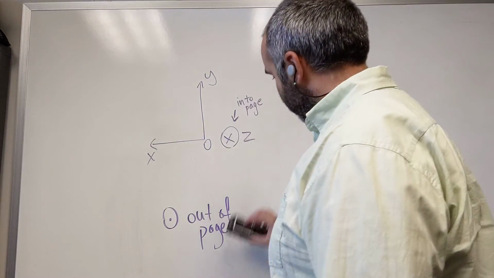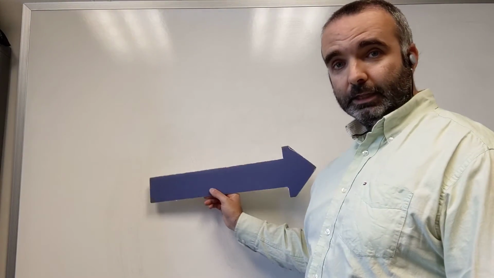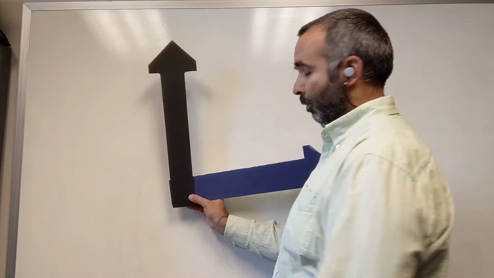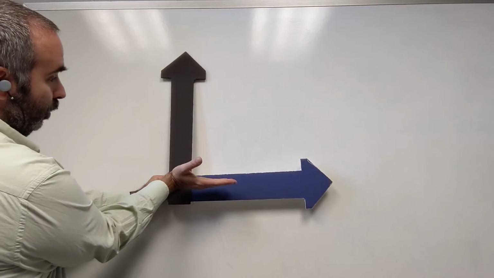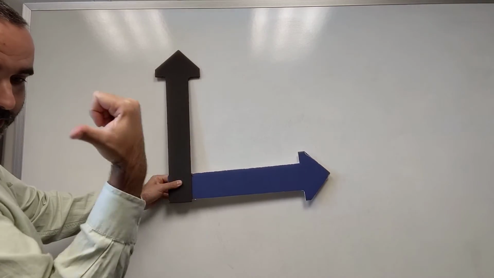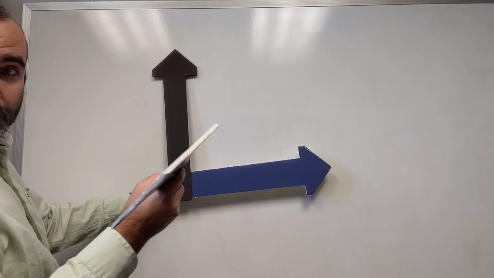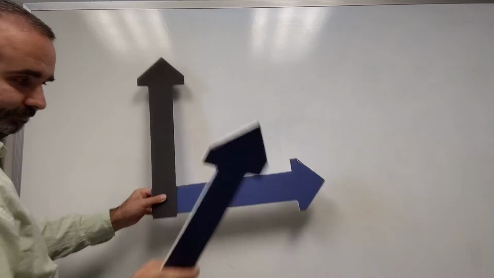Now I'm gonna use my actual vectors to show you those things. So if I make this to be the positive x-axis and this is the positive y-axis, this is what I need to do. Have my fingers pointing towards x, curl them towards y. The z direction goes out of the page, and that means this vector, this arrow that points towards you, is my z-axis.